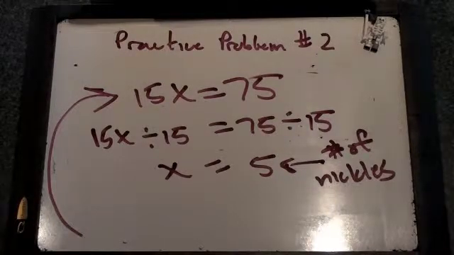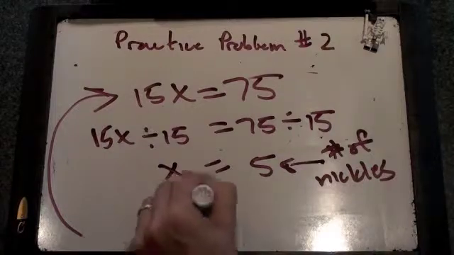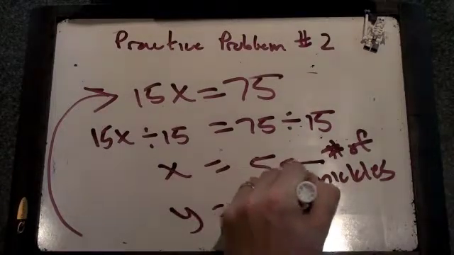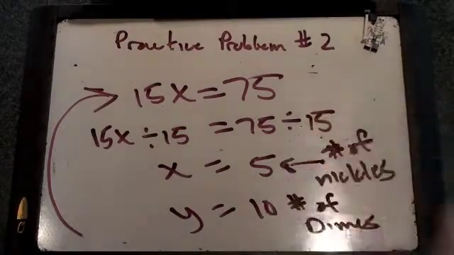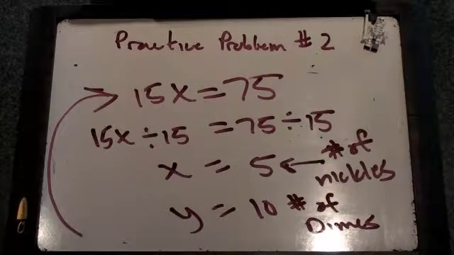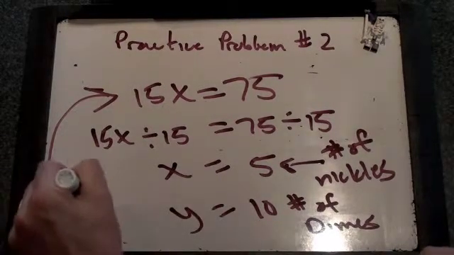Do you remember what was the relationship between the number of nickels and dimes? What's 2 times it? Right. So it's 10. Right, so y equals 10. So how much money does he have? He has 5 nickels and 10 dimes. So it's $1.25. How did you figure that out? Five nickels, 5 times 5 is 25, and then 10 times 10 is 100, so he has $1.25.